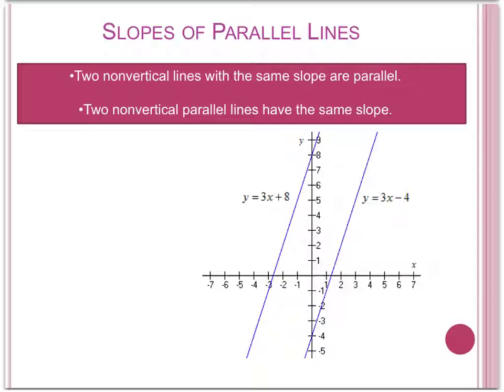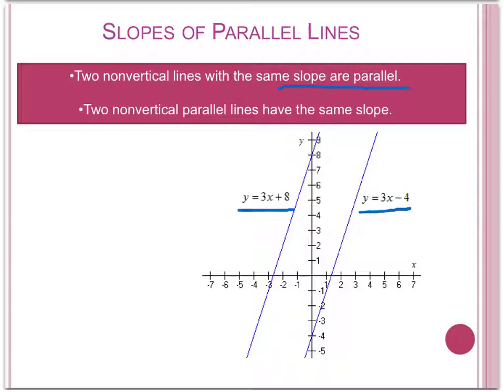Next, the slope of a line can tell many things, such as if 2 lines are parallel. If 2 lines have the same slope, then the 2 lines are parallel. For example, we have y equals 3x plus 8 and y equals 3x minus 4.